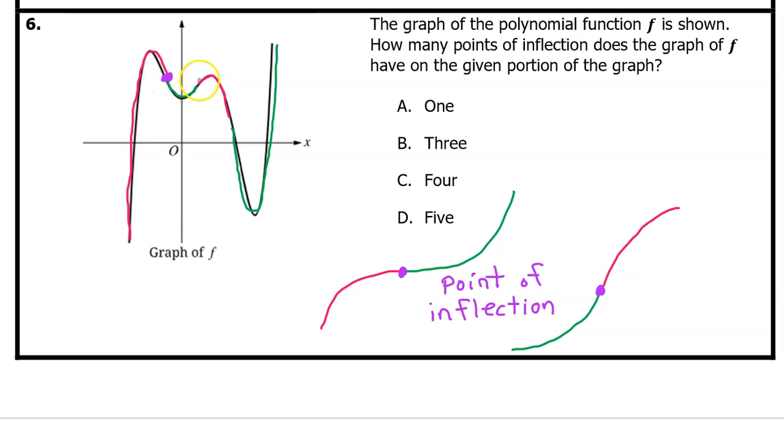Then it becomes concave down again, so there must be a point of inflection in here somewhere. And then later it becomes concave up one more time. So there must be a third point of inflection somewhere in here. So the answer is B.